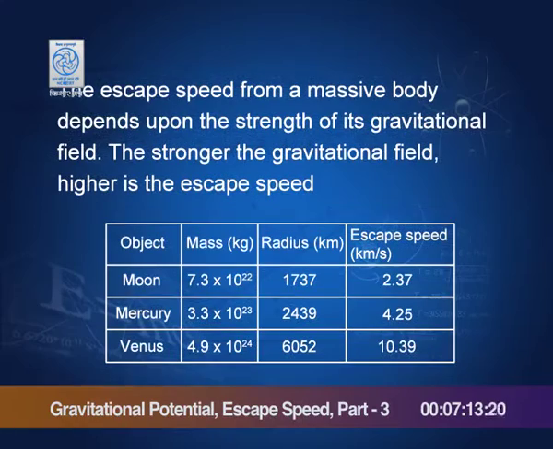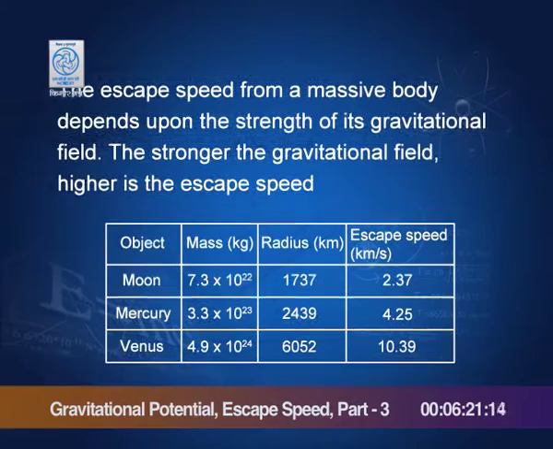I will give you the escape speed on 3 different bodies: Moon, Mercury and Venus. You can calculate, in fact, knowing the mass of these bodies, knowing the radii of these bodies, one can easily calculate the root of 2 G M by R, and these are the speeds. And look at this table again. You see that these are very small, 2.37, 4.25, compared with, let us say, Venus 10.39 kilometers per second, or of Earth 11.2 kilometers per second.